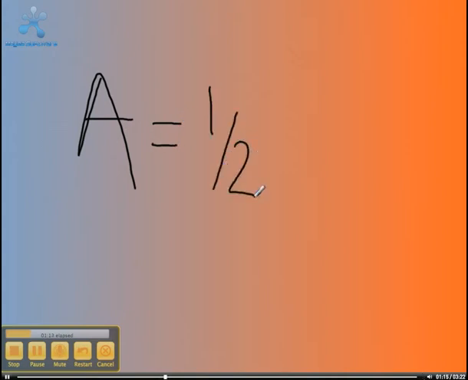For this next part, we will be talking about the definition of a kite. The area of a kite is 1/2 the product of the lengths of its diagonals. This formula being A equals half of the diagonals. So A equals 1/2 D1 D2.